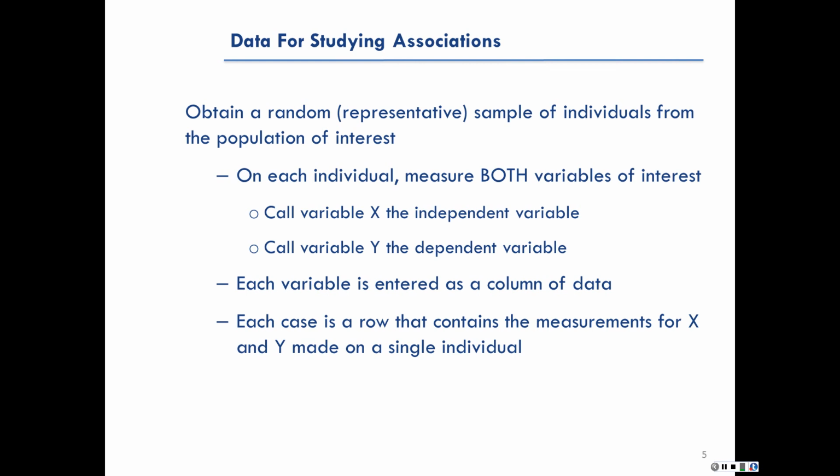In the data set, each variable would be entered as a column of data. So you'd have your individual identifier, and then you would have variable X as one column, variable Y as another column. Each case is a row for the individual that contains that individual's measurements for X and Y.